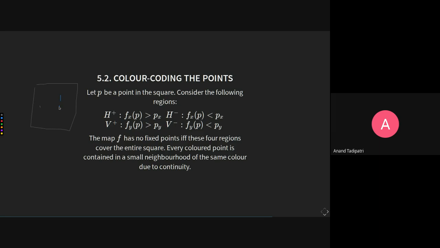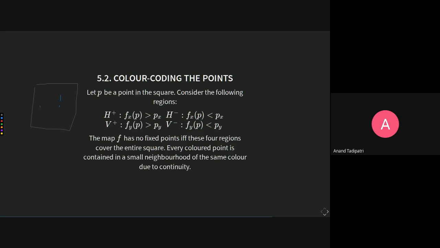And we've also said the function is continuous. So let's say a point is in H plus, which means that its image is slightly to the right of it. What can you say about it? Can you find a neighborhood of the point that is also in this region, that is also in H plus?